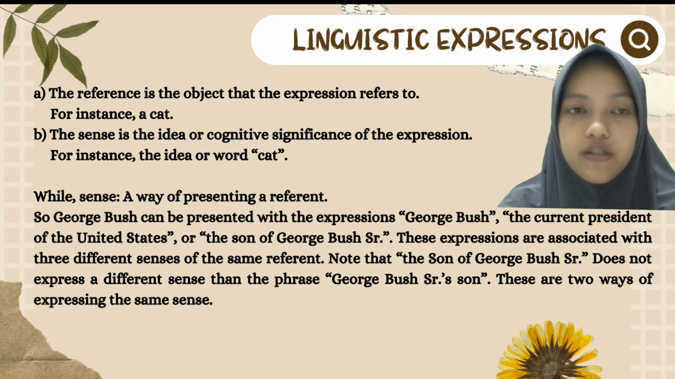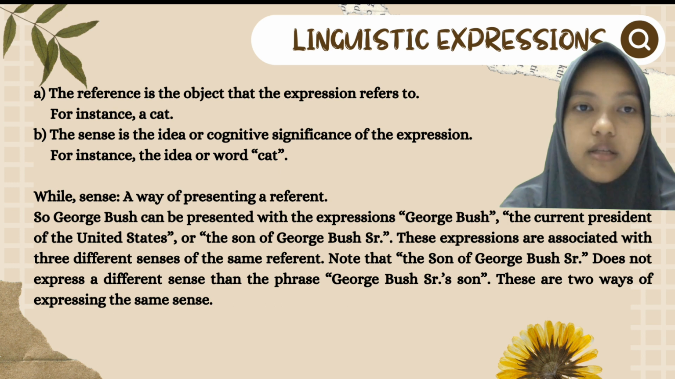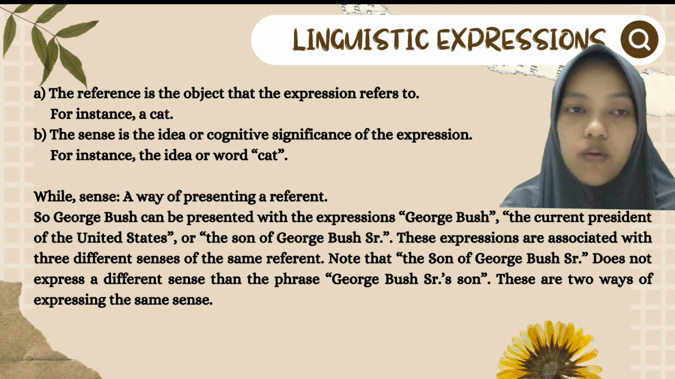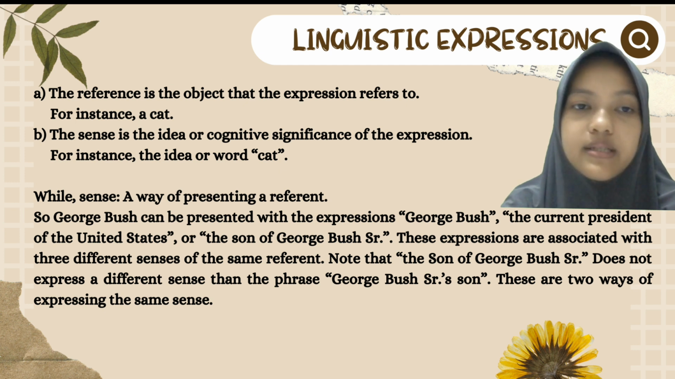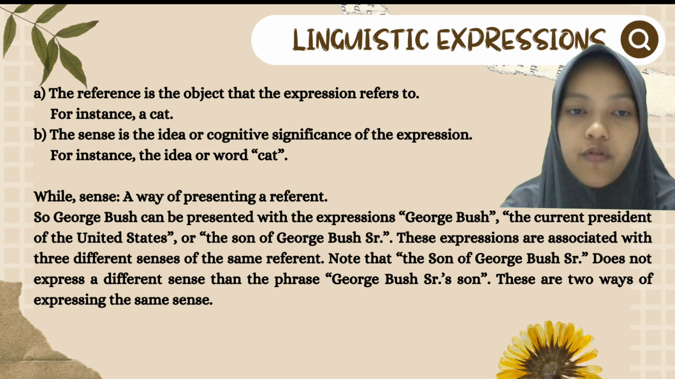Linguistic expressions. Point A. The reference is the object that the expression refers to, for instance, a cat. Point B. The sense is the idea or cognitive significance of the expression, for instance, the idea of the word cat. While sense is a way of presenting a referent.